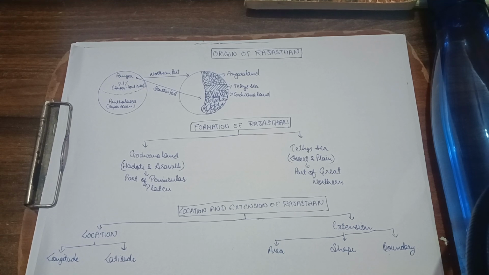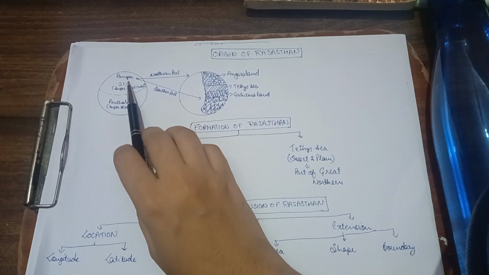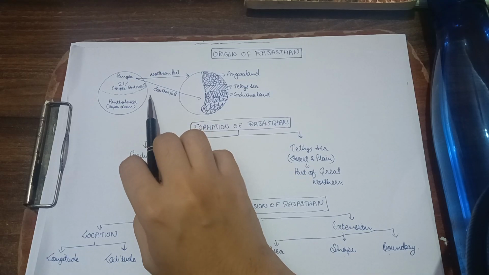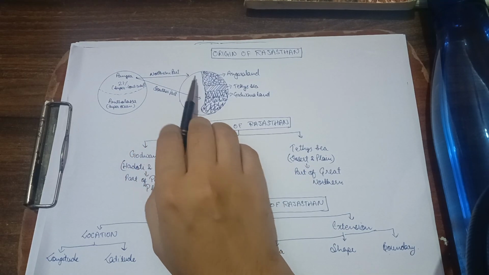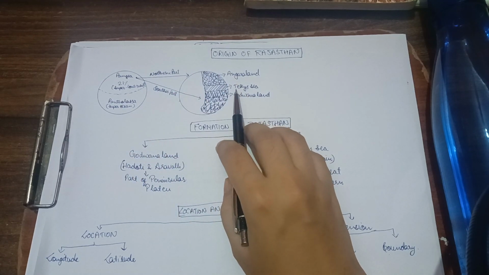Today we will discuss the origin of Rajasthan, a topic from Rajasthan Geography RS Pre. To know about the origin of Rajasthan, first we have to look into the ancient supercontinent and ancient superocean. The ancient supercontinent, Pangaea, is divided into two parts, northern part and southern part. In the northern part we have Angara land, in the southern part we have Gondwana land. In between there is Tethys Sea.